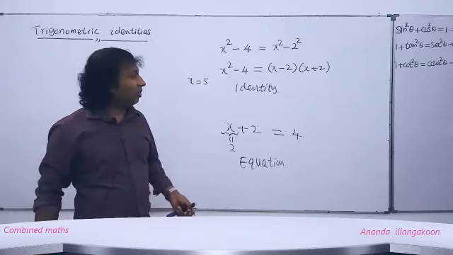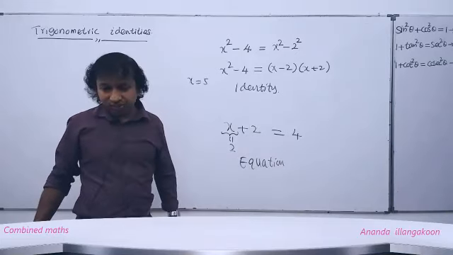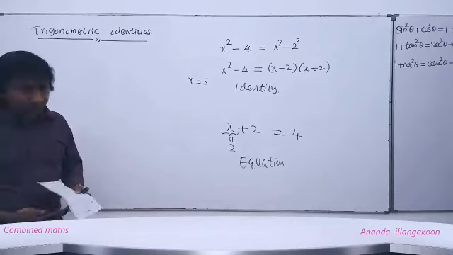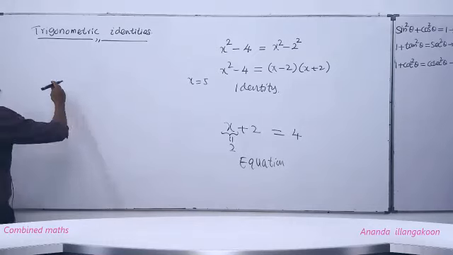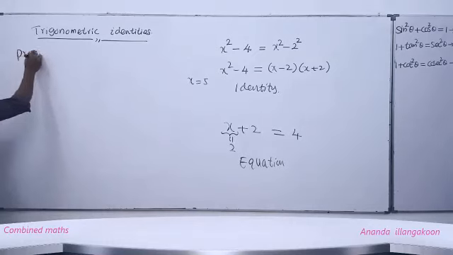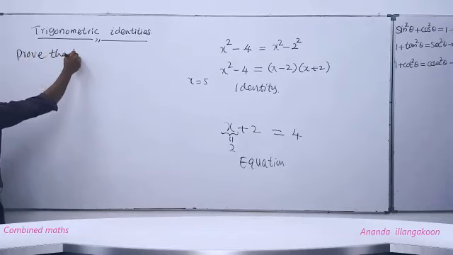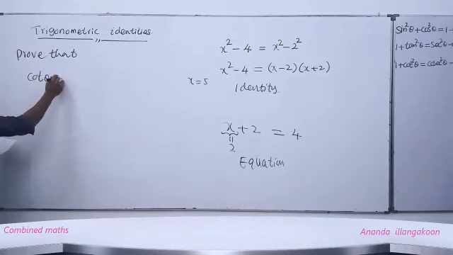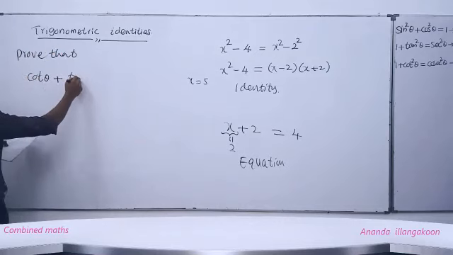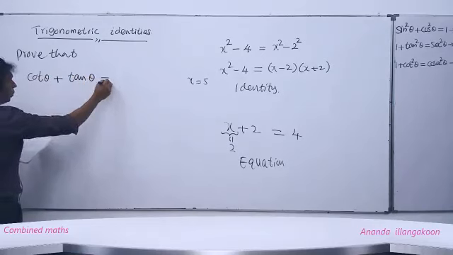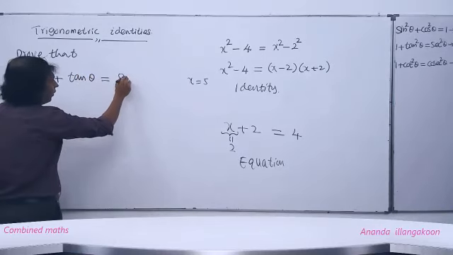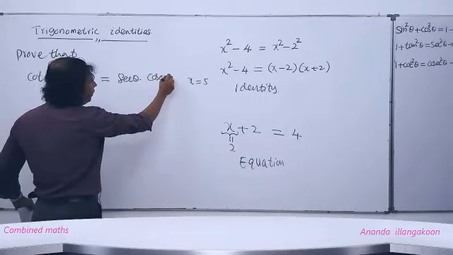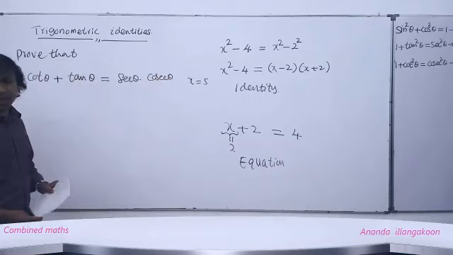Okay, anyway, people, we'll continue the lesson. So now I am going to take the first question this way. Prove that cot theta plus tan theta is equal to sec theta cosec theta. See here, this is an identity.